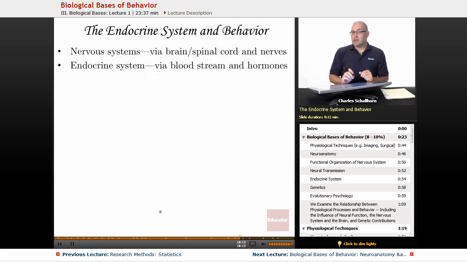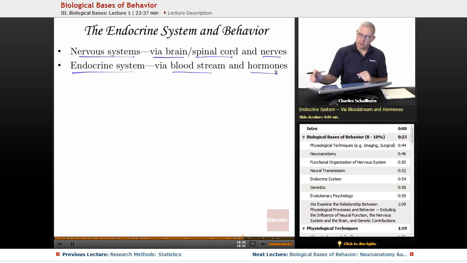In addition to using those techniques, we also need to know a little bit about the endocrine system. I know it's kind of a jump, but that's going to happen when we go through this biology section here. So we've got nervous systems, and nervous systems are going to go through the brain and the spinal cord, and then the nerves that go along with them. And then the endocrine system, that's going to be via the bloodstream and hormones.